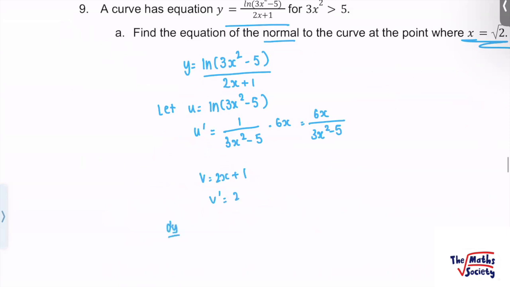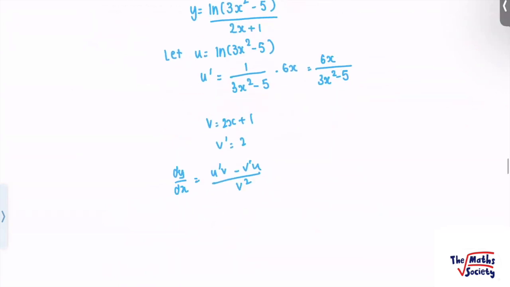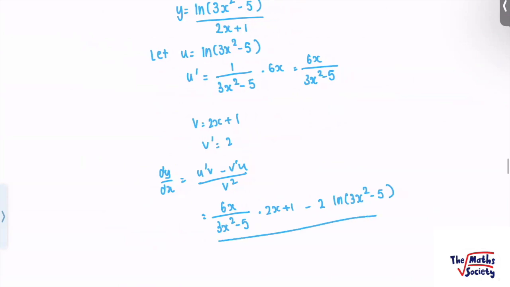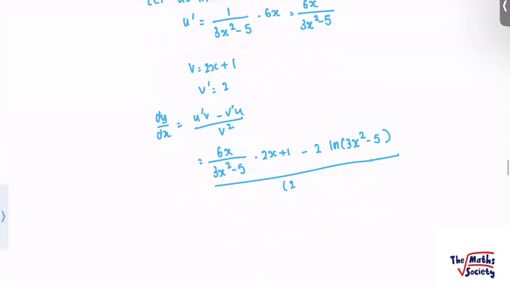So dy by dx is u prime v minus v prime u, divided by v squared. U prime is 6x by 3x squared minus 5, times v, which is 2x plus 1, minus v prime, which is 2, and u, which is ln 3x squared minus 5, all divided by v squared, which is 2x plus 1, the whole square.